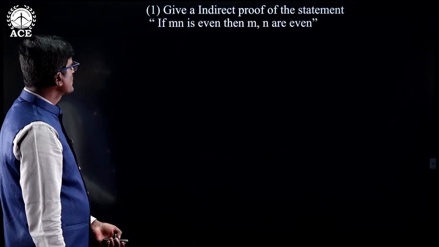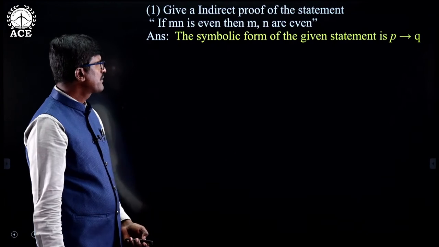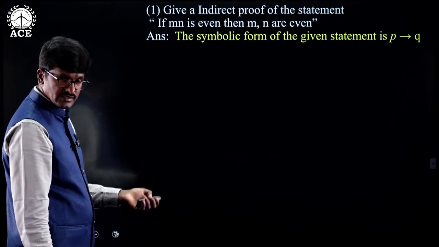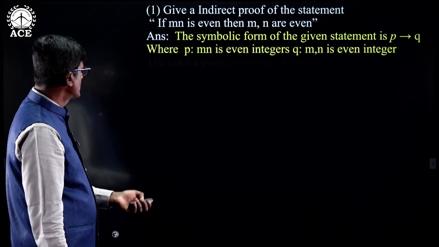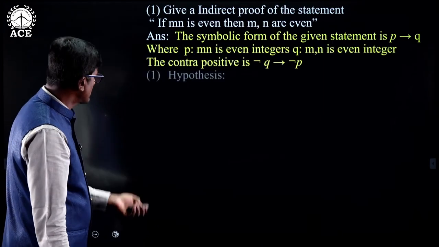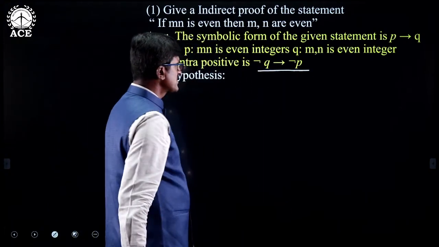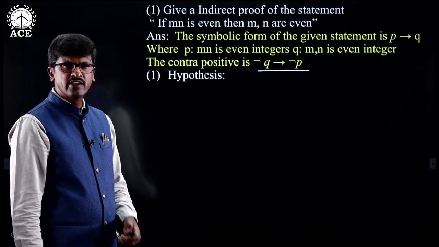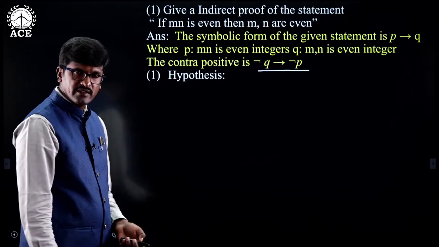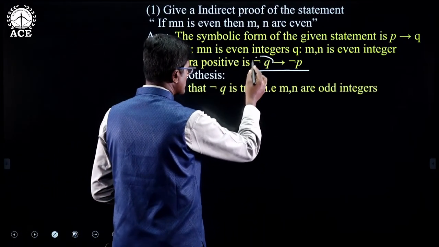So give the indirect proof of the statement: if mn is an even integer, then m, n are even integers. That is the conditional statement. Now we'll take the contrapositive of this. The contrapositive of this is negation Q conditional negation P, which means, if m, n are even integers, then mn is an even integer. So first I am assuming that negation Q is true.